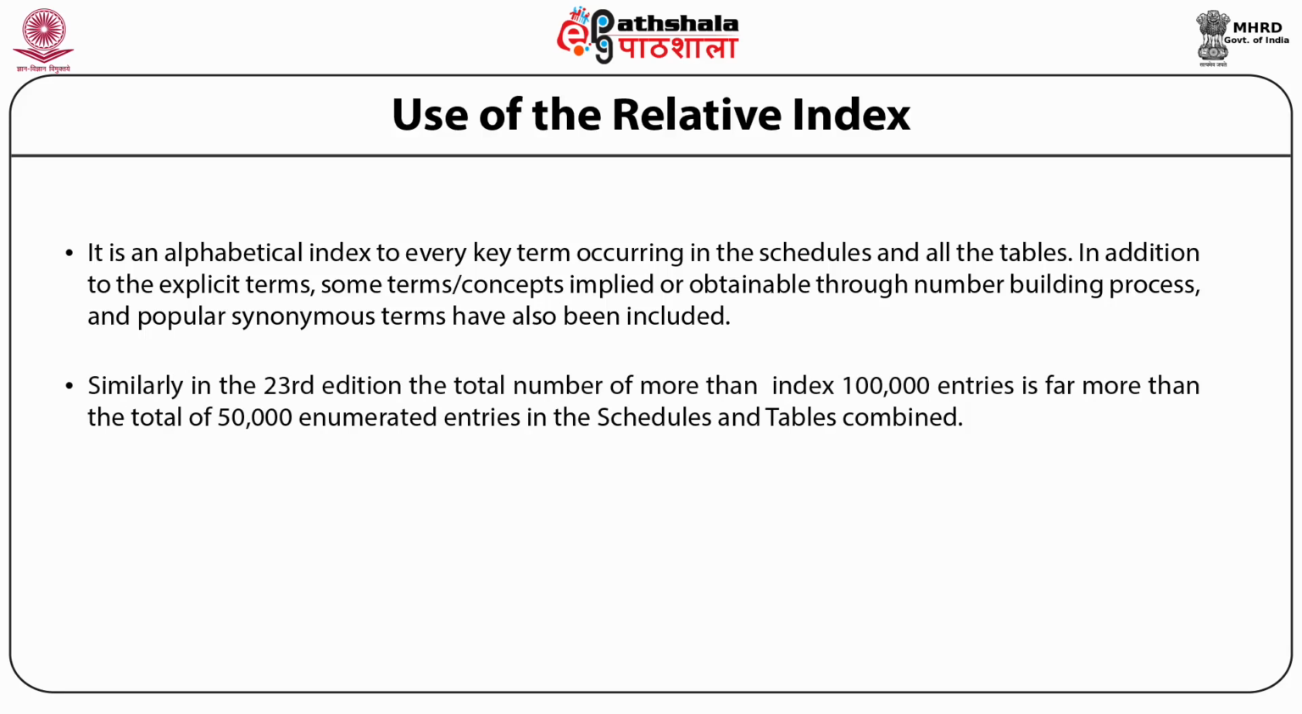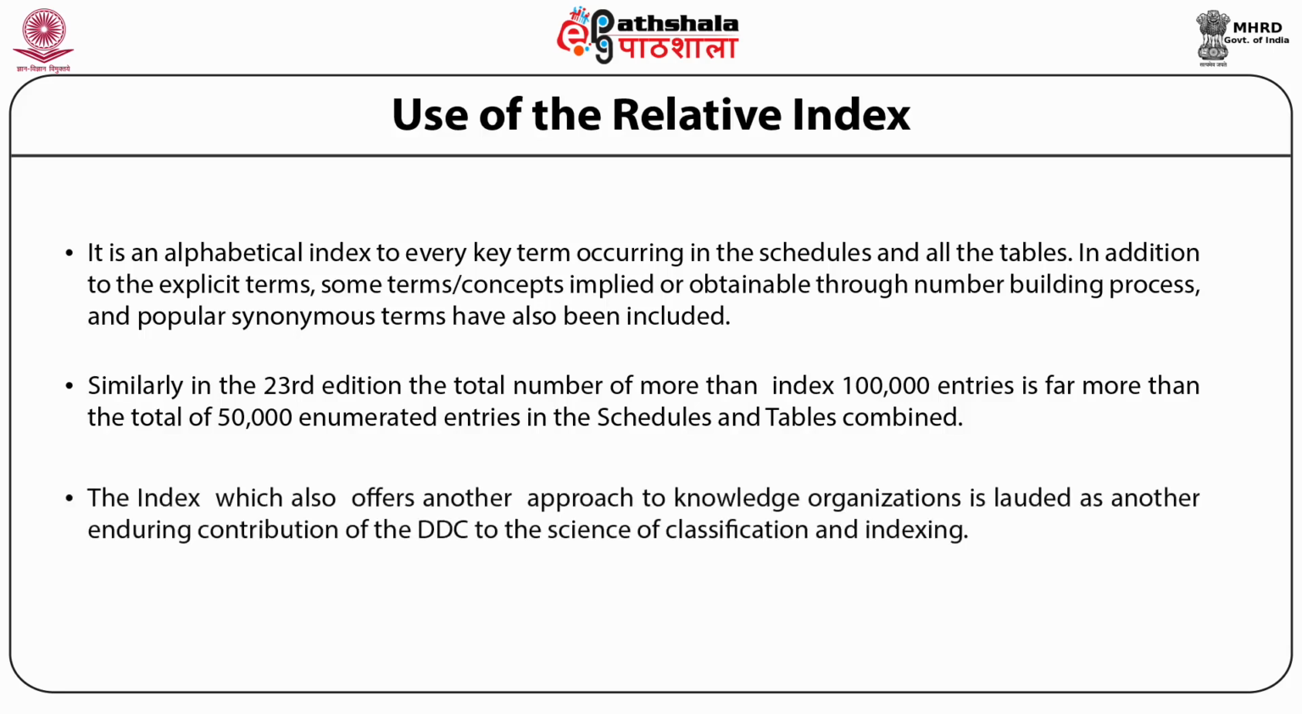Similarly, in the 23rd edition, the total of more than 1 lakh index entries is far more than the total of 50,000 enumerated entries in the schedules and tables. It means that the number of terms used in the relative index is double the terms used in the schedules. So every term, you can say, has got 2 entry points in the schedules. The index, which also offers another approach to knowledge organization, is lauded as another enduring contribution of the DDC to the science of classification and indexing.